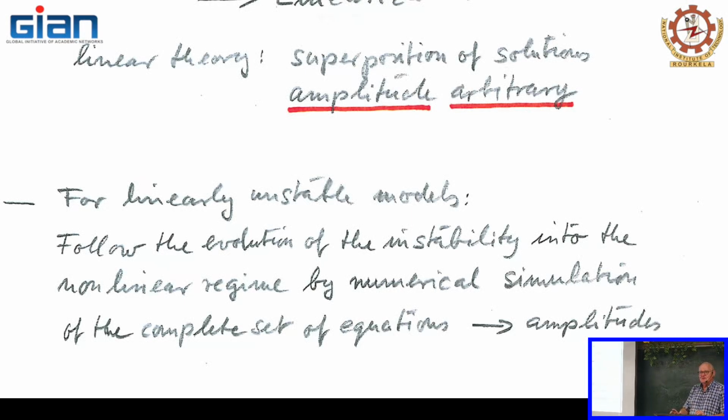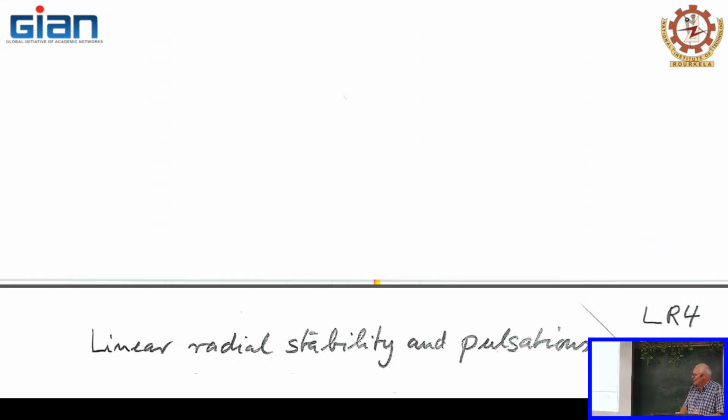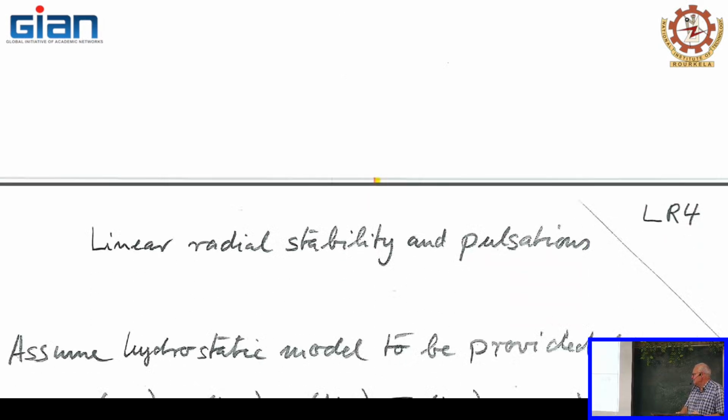Okay, questions about that? So the next step we consider is then the linear theory and the linearized version of our equations. Okay, so that's the strategy. Now let's go to the linear radial stability and pulsations.